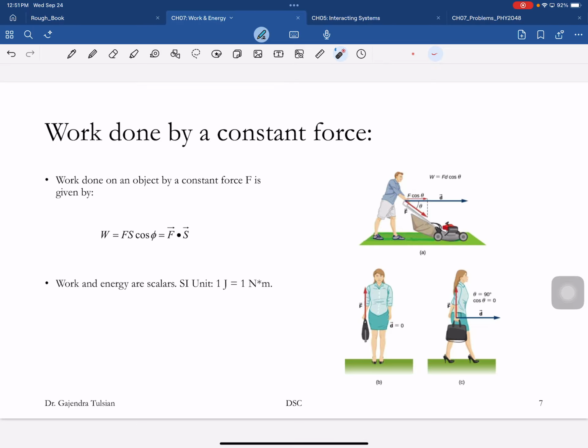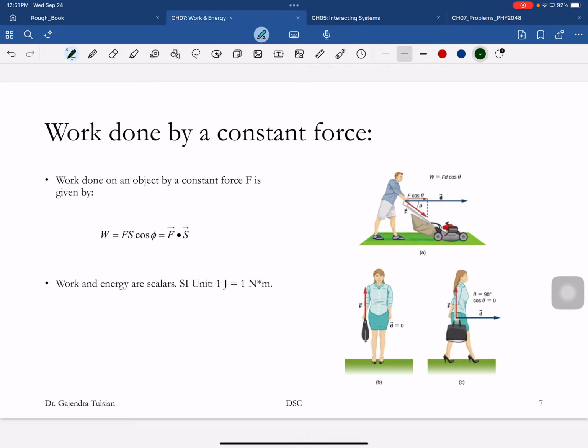All right, so now we'll show you how to calculate how much work you've done when you apply a force on an object. Let's say this guy is pushing this lawnmower. There is the force applied, and this is the displacement of the lawnmower. As long as this force is constant throughout the motion of the lawnmower, the work he's done is this dot product, the dot product of the force and the displacement vector. In this diagram it's D, but here I've written it as S.